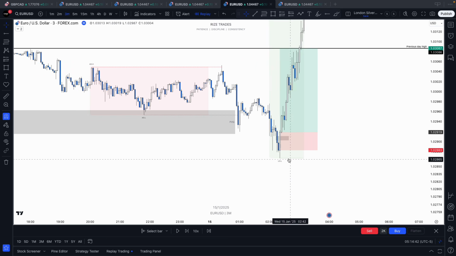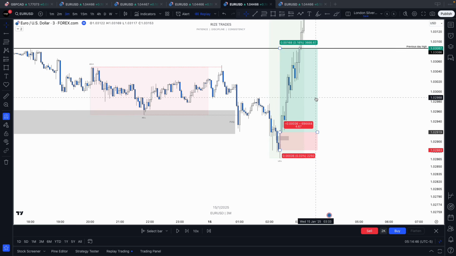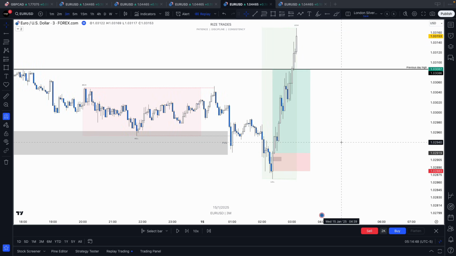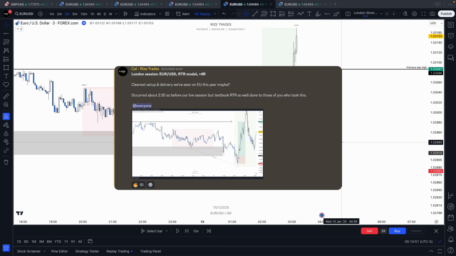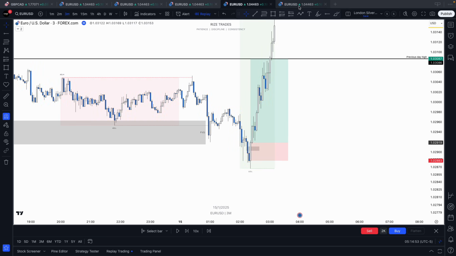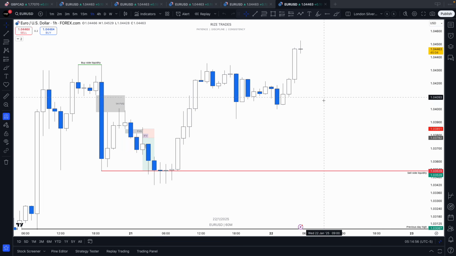And as you can see during London session, what is that? 2:20 until 3 o'clock, 40 minutes, plus 4.6R trade. Okay, textbook position. I'll show an example of this as well from the Discord. And then our fourth example of this trade.